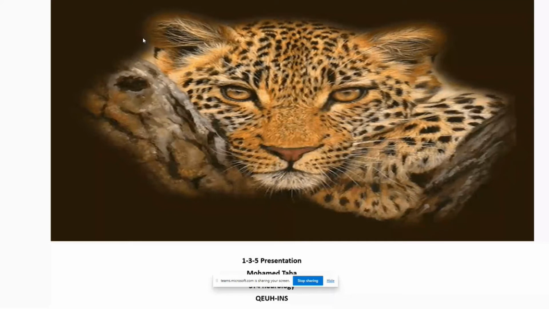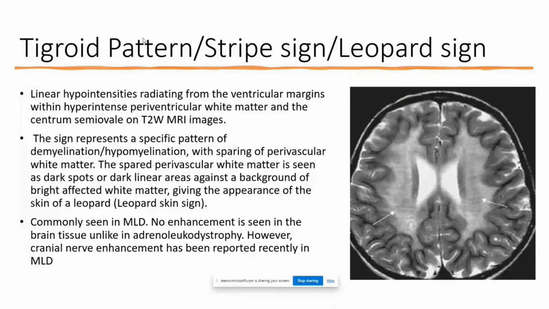So the Tigroid pattern on the MRI, or stripe sign, or leopard skin sign, is a linear hypointensity radiating from the periventricular margins and the centrum semiovale on T2 images on the MRI. The sign represents a specific pattern of hypomyelination or demyelination with sparing of the perivascular white matter, as you can see here, and the spared perivascular white matter appears as dots or stripes.